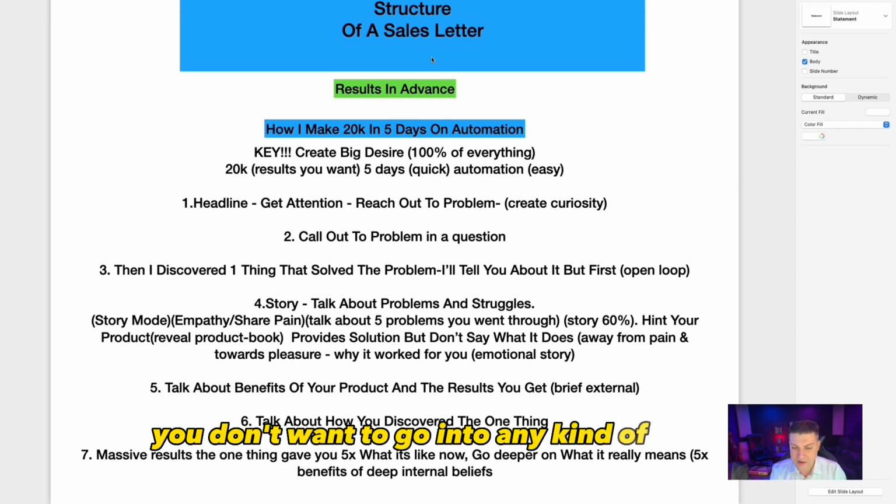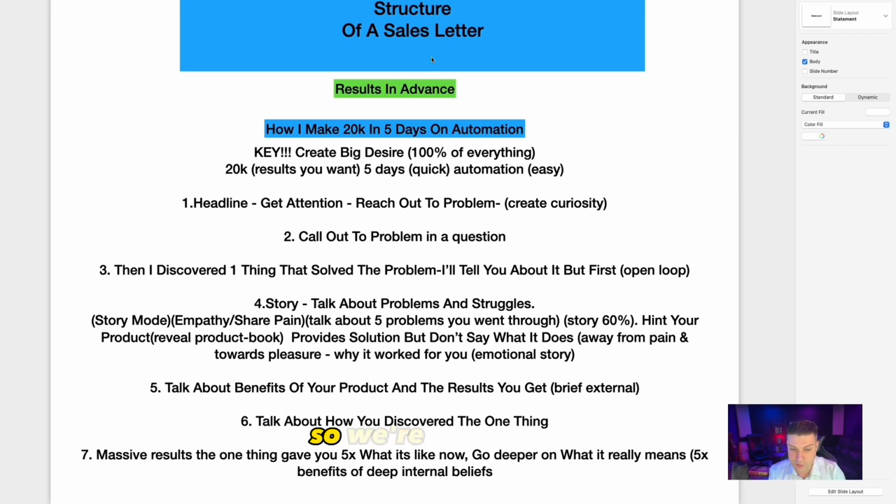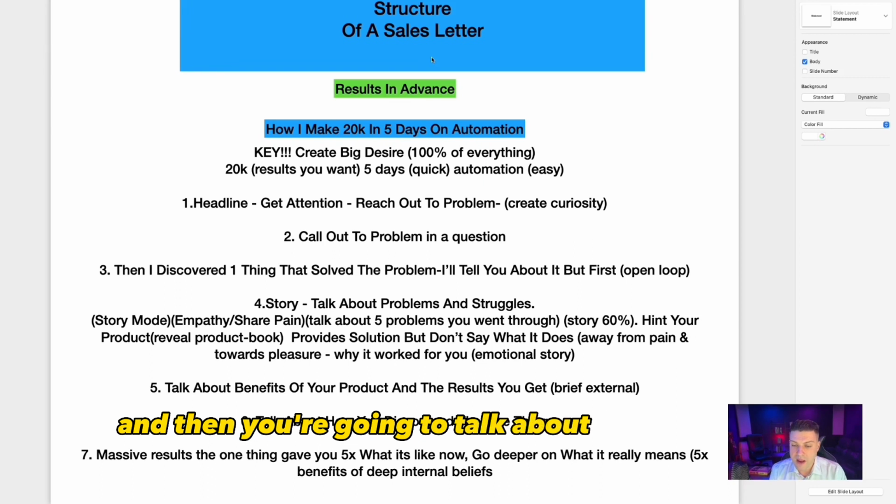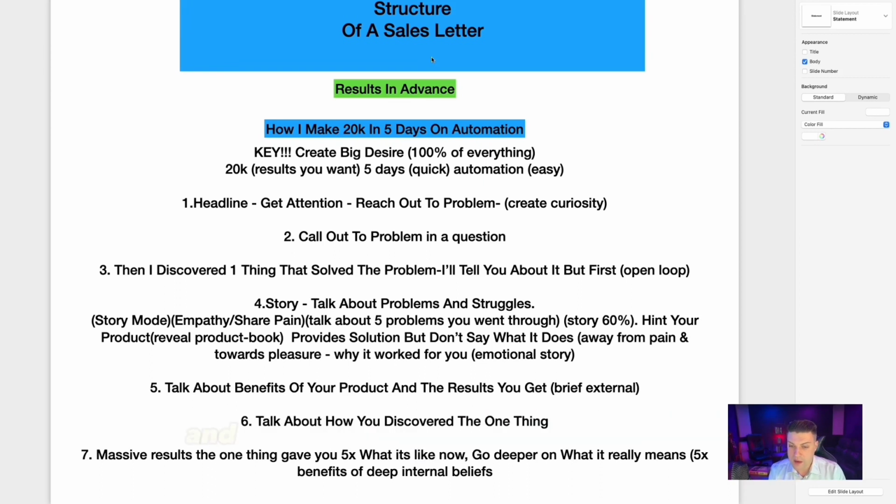You don't want to go into any kind of details because we're in story mode right now. So what we're going to do is reveal the product after we told them the pain points and the struggles about the story. And then you're going to talk about how it solves those and how it brings them away from pain and towards pleasure, and why it worked for you.